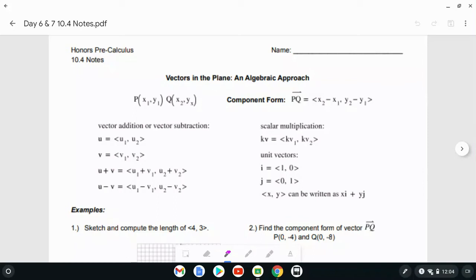Today we're going to cover Chapter 10, Days 6 and 7. We're going to combine them into one, where we're talking about vectors in the plane, but today we're going to talk about an algebraic approach.